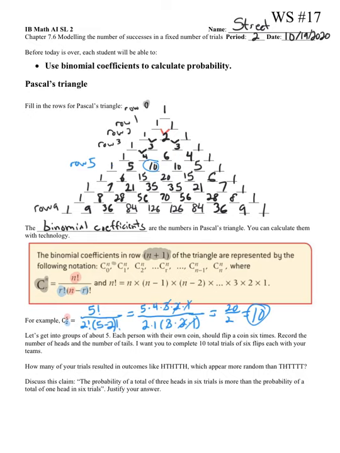What I want you to do is do 6 coin tosses, and you're going to record your heads and tails for each one. The reason I'm putting you in groups of 5 is I want everyone to do 6 coin tosses and then share your data with your group.